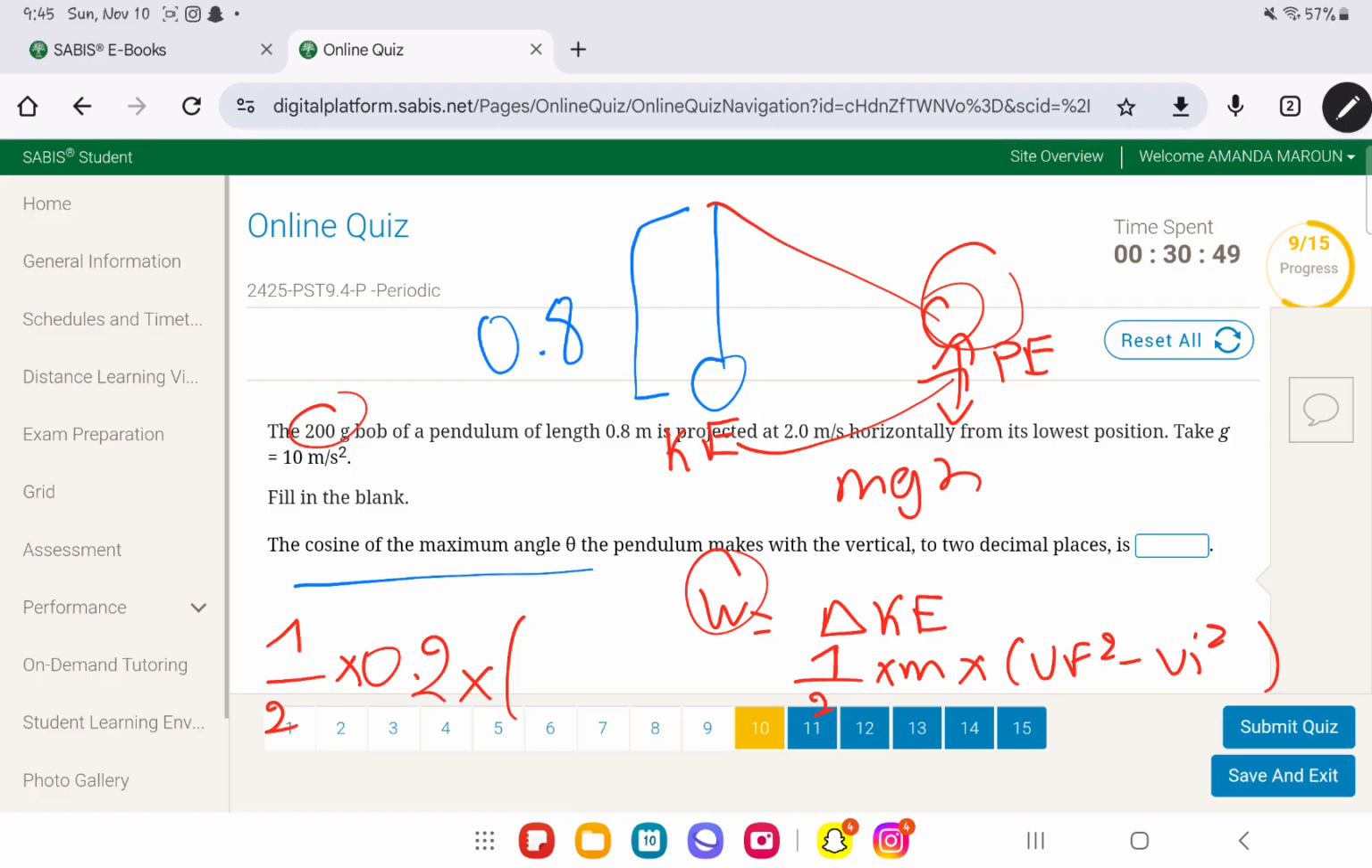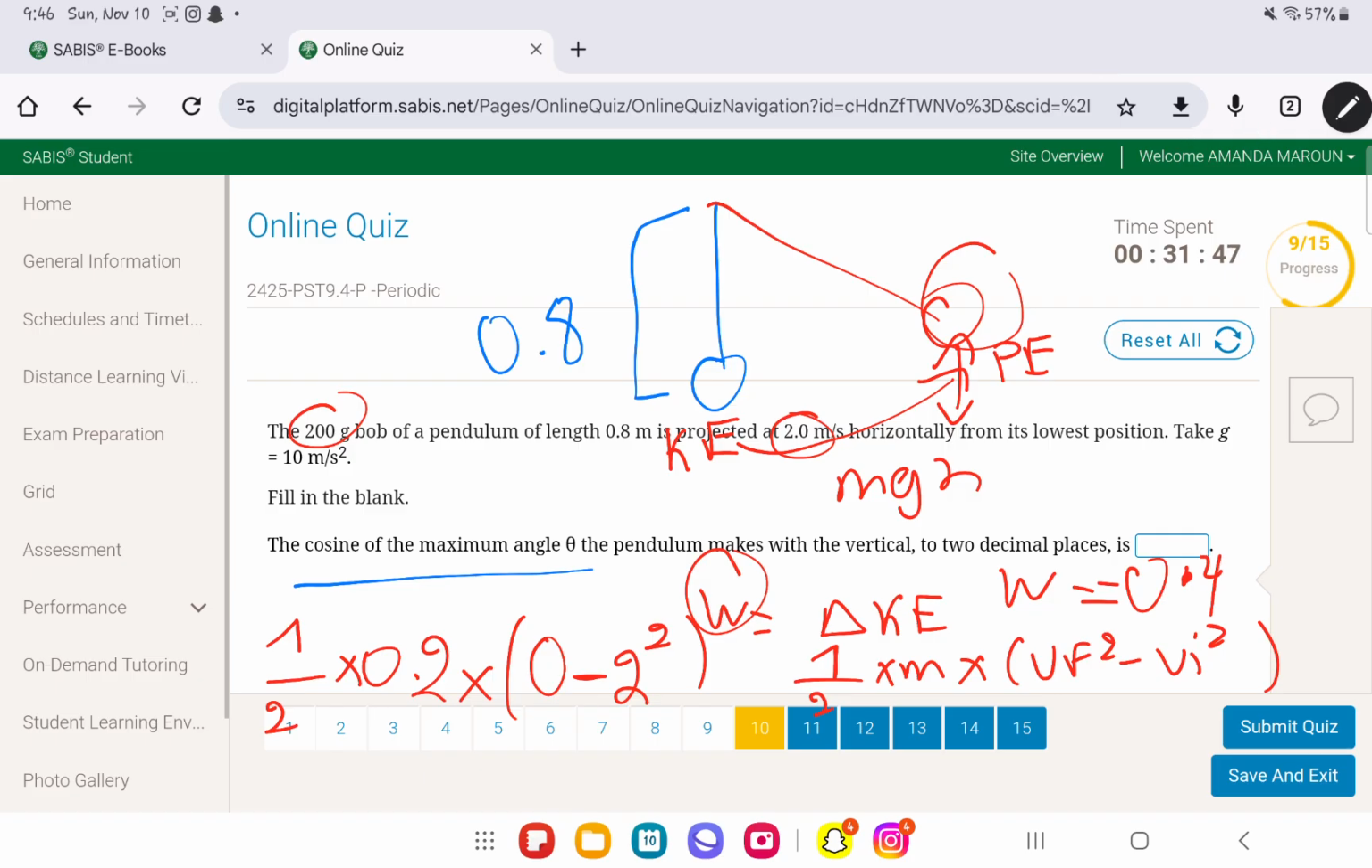So the velocity final is equal to 0. So it becomes 0 minus the velocity initial, which is 2 meters per second, and then you square it. Now solving for it, you will get that the work is equal to minus 0.4.